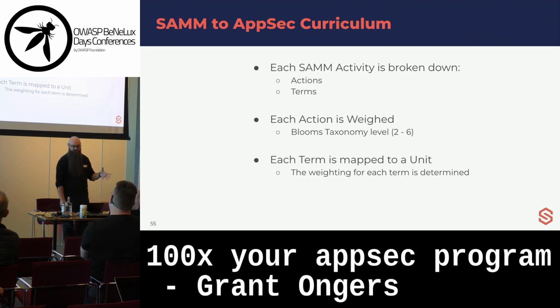As before with the ASVS, we take SAM and we break down the activities into actions and terms, and we go through the weighing process. So there are fewer activities in SAM than there are requirements in ASVS, which is yay. But the activities are more complex. It's not as simple as, do you have this security header, right? It is more complicated. So it still takes time.